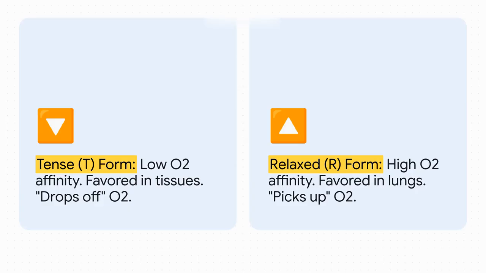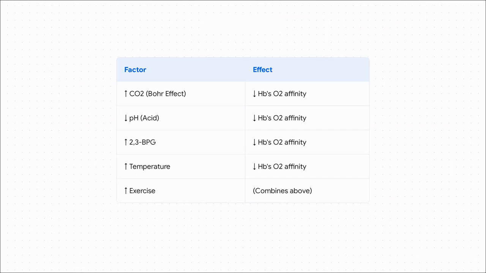And how does it do that? Well, its ability to change shape is basically its superpower. It's got 2 forms. In the lungs, where there's oxygen everywhere, it snaps into this high-affinity relaxed or R form. It just loves to pick up oxygen. But then, when it gets to the tissues that are starving for oxygen, it switches to the low-affinity tense or T form, which makes it let go of that oxygen. Pretty smart, huh?